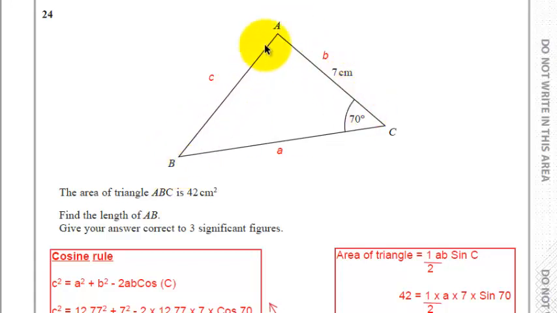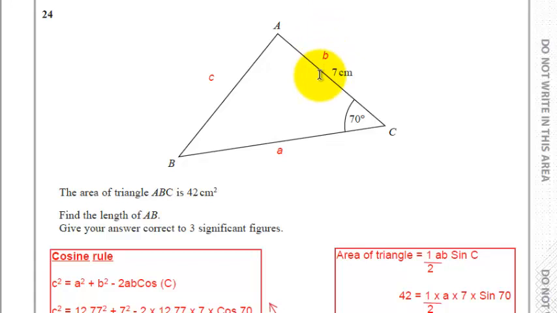triangle or any shape are given a capital letter, and the opposite side of that corner is given the same letter but in lowercase. So this is corner B, so that's a capital B. The opposite side to that is given lowercase b.